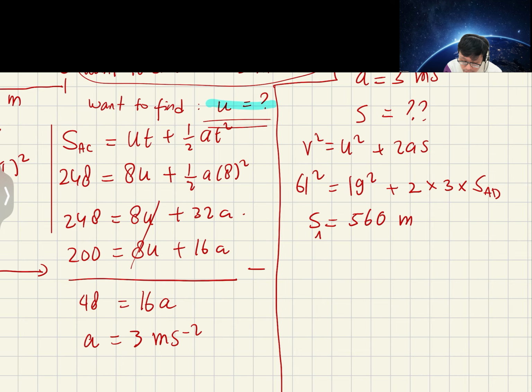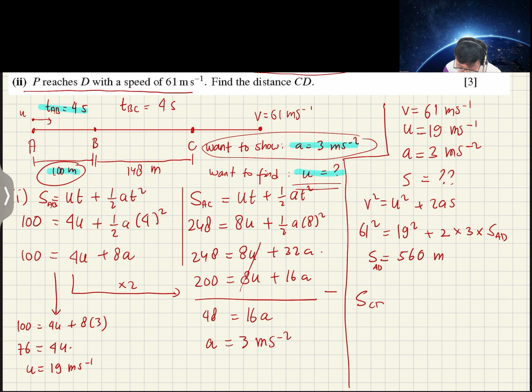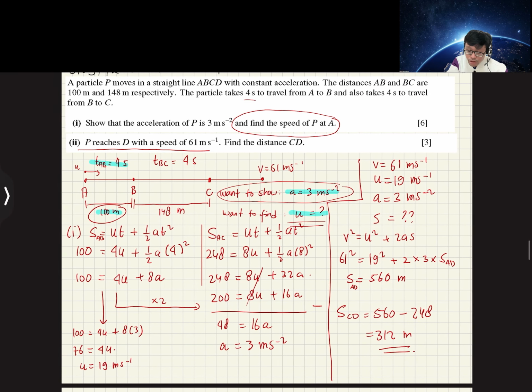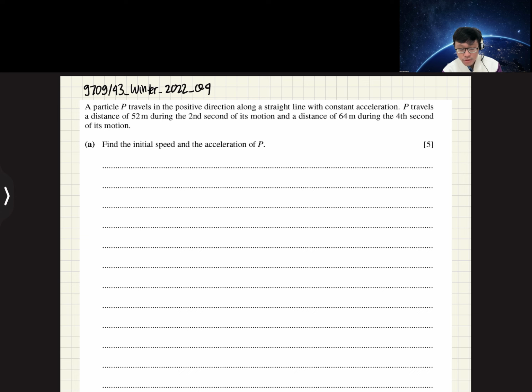Now this is the distance from A to D. The question is the distance from C to D. So SCD equals 560 meter minus, this is 560, the total, minus A to C to get C to D. So minus 248. And then you will get 312 meter. So this is how to use SUVAT equations. Okay guys, let's continue to the next question.